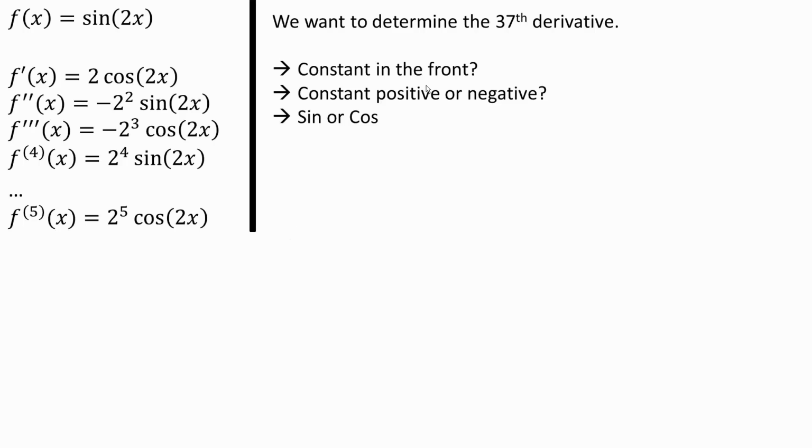And so now let's think, what is the pattern? We want to determine the 37th derivative. I'll give you a hint. We need to think, what is the constant in the front? What's the pattern with this term? Next, how can we tell if it's going to be positive or negative? Is there a pattern? Next, how can we tell if it's going to be sine or cosine? Is there a pattern? If you want, maybe try to come up with this answer.